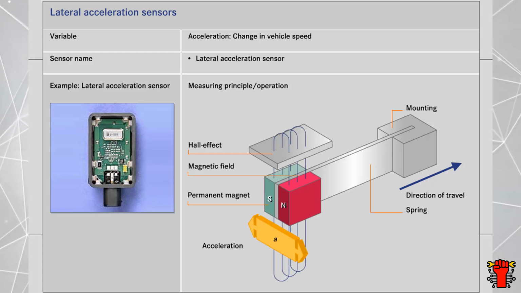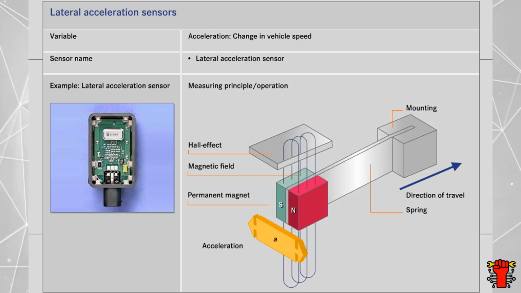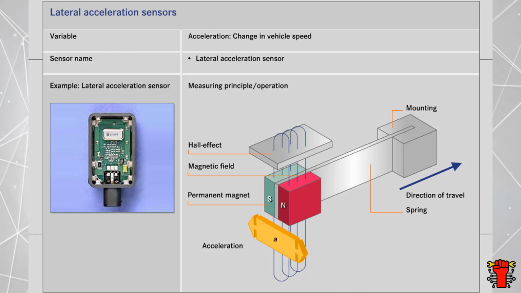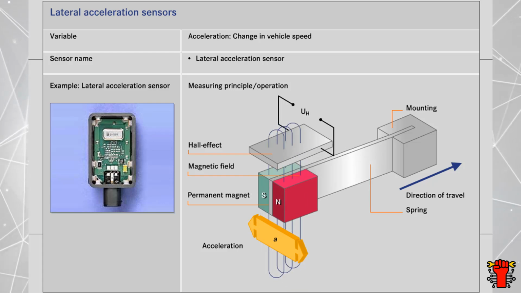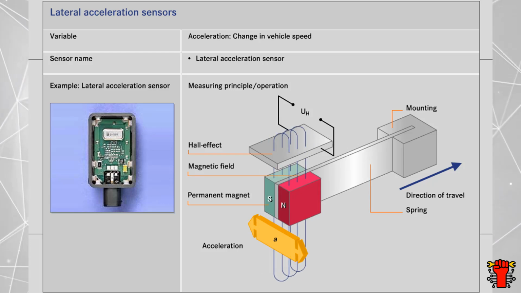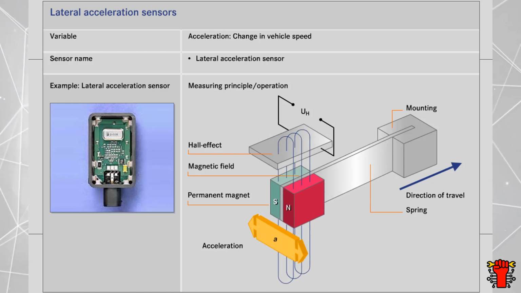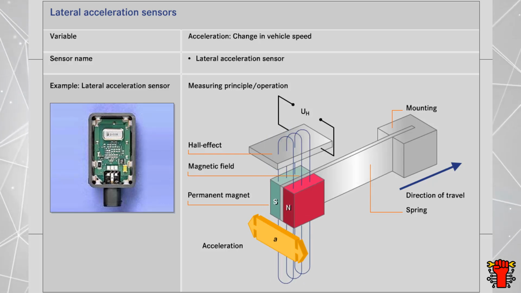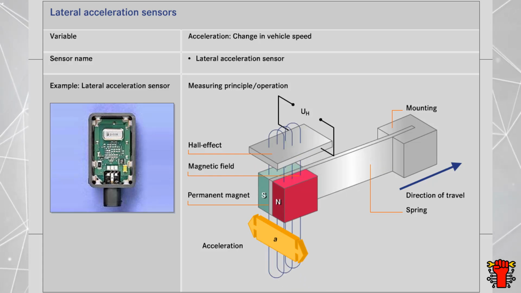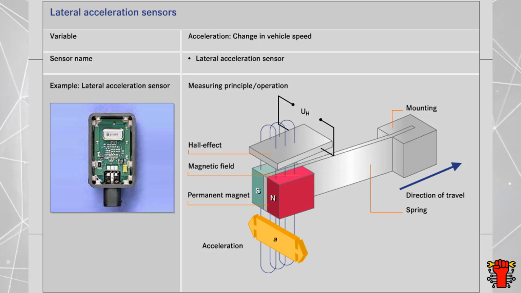When an acceleration acts on the spring mass system at an angle to the direction of travel, the permanent magnet moves from its rest position. The magnetic field of the permanent magnet moves with it and generates a Hall voltage in the Hall effect sensor. The control module calculates the lateral acceleration from this. Vehicle lateral acceleration can also be calculated capacitively.